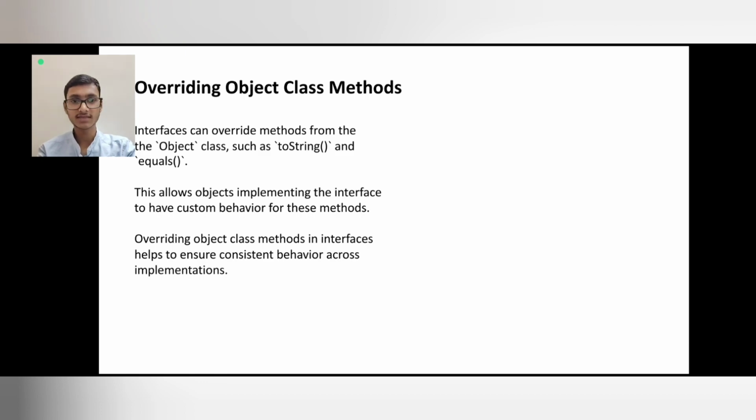Overriding Object class methods. Interfaces can override methods from the Object class such as toString and equals methods. This allows objects implementing the interface to have custom behavior for these methods. Overriding Object class methods in interfaces helps to ensure consistent behavior across implementations.